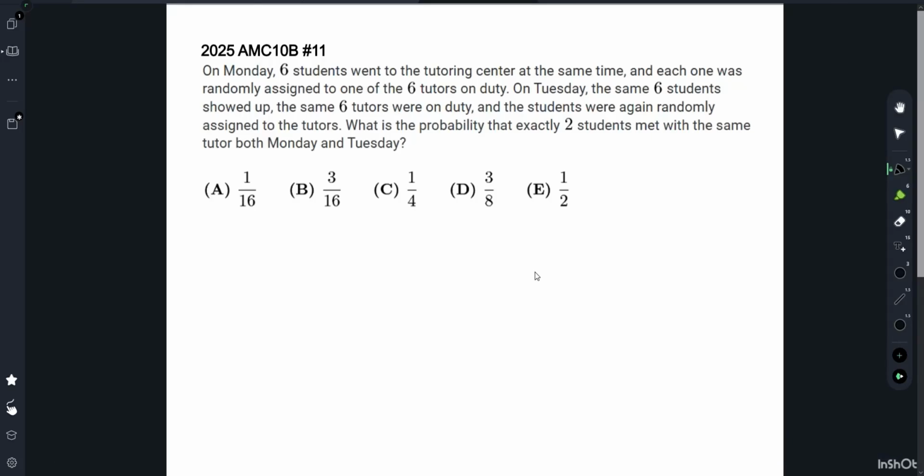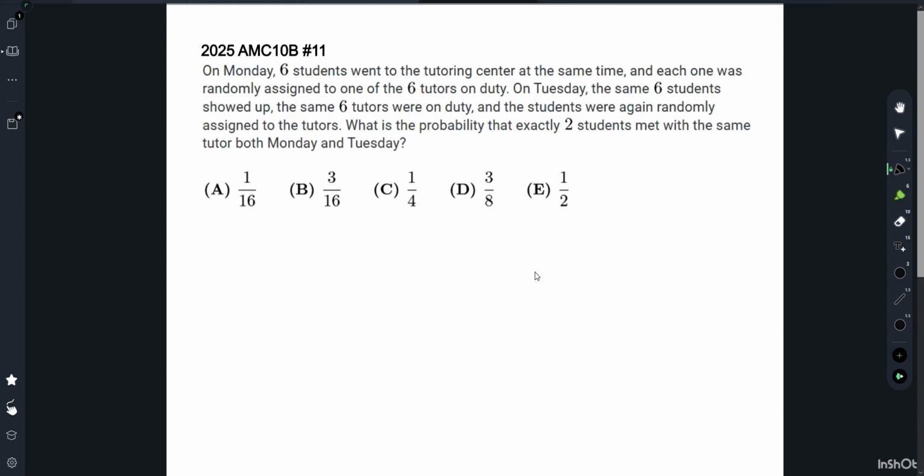On Monday, 6 students went to the tutoring center at the same time, and each one was randomly assigned to one of the 6 tutors on duty. On Tuesday, the same 6 students showed up, the same 6 tutors were on duty, and the students were again randomly assigned to tutors. So what is the probability that exactly 2 students met with the same tutor both Monday and Tuesday?